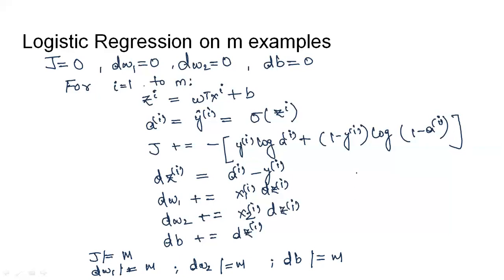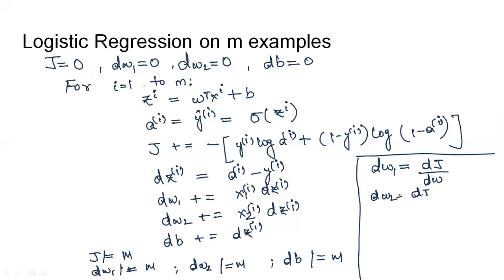Okay, so one thing to discuss here is that we have already studied the notation dw1, dw2 and db. So let's have a quick revision. Basically dw1 represents dJ upon dw1, and similarly dw2 represents dJ upon dw2, and db would represent dJ upon db here. These notations have to be seriously kept in mind.